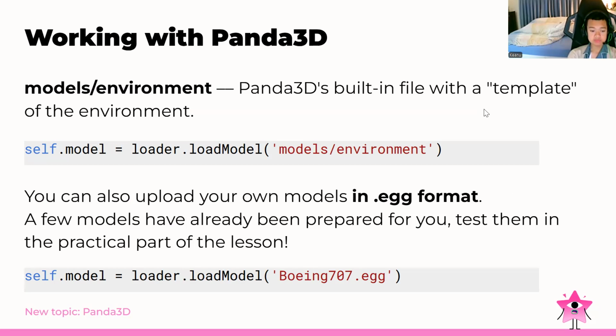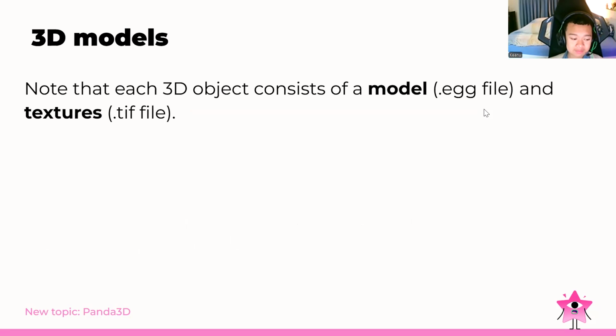And then we set self.loadModel. We are loading with loader.loadModel, and we set Boeing 707.egg. So basically, it will open the model. So we are loading the model named Boeing 707.egg. That's the kind of model, and then we go for the 3D model. We need to note that each 3D object consists of the model, which is the .egg file, and we also have the textures, a TIFF file we can see.